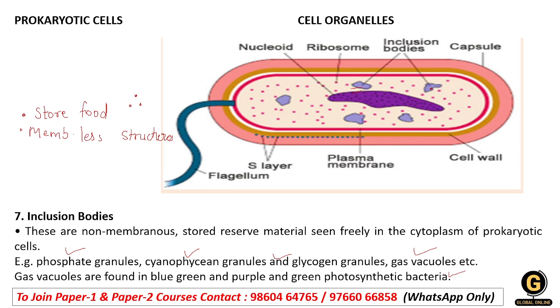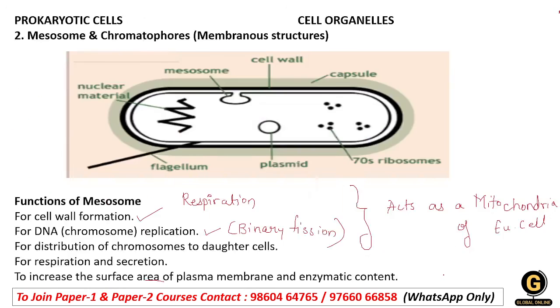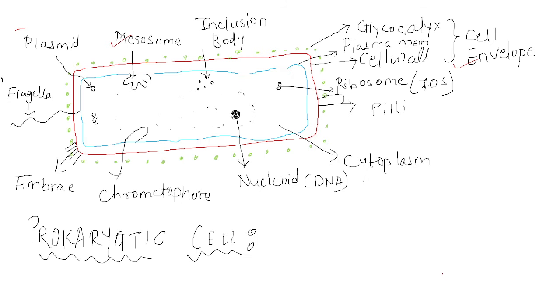So here we complete the prokaryotic cell. Let me give you a quick recap. Coming back to our diagram, we have completed the cell envelope, the mesosome, the chromatophore, the nucleoid, the flagella, the fimbriae, the pili, the ribosome and the inclusion body. Now, what is a plasmid?